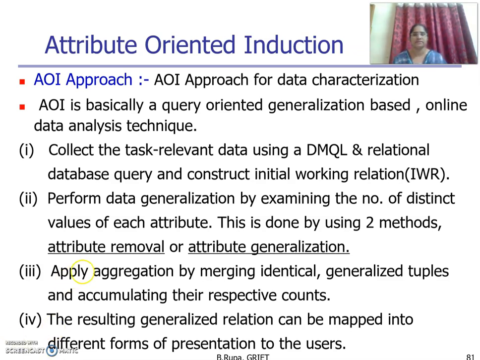The third step is to apply aggregation by merging identical generalized tuples and accumulating their respective counts. In the fourth step, the resulting generalized relation can be mapped into different forms of presentation to the user, that is, a visualization presentation. All these are the steps involved in the attribute-oriented induction approach. So we will take an example and I will discuss how we can perform all the steps of attribute-oriented induction.